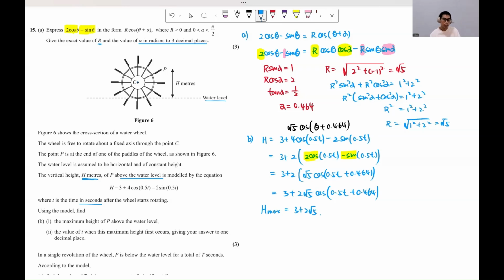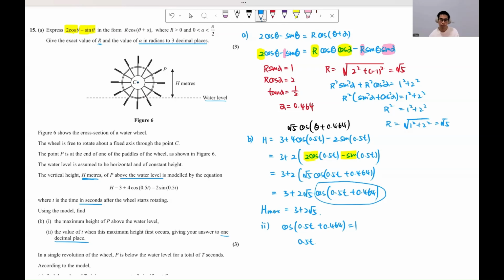And then B(ii), find the value of t when this maximum height first occurs. Keep your answer to 1 decimal place. So we want to work out the value of t when the maximum height first occurs. The maximum height only occurs when cos is equal to 1. Then we get 3 plus 2, 5. So we just solve that equation: cos(0.5t + 0.464) equal to 1.